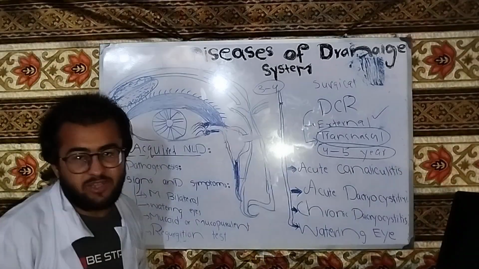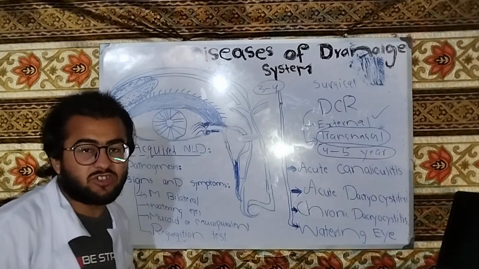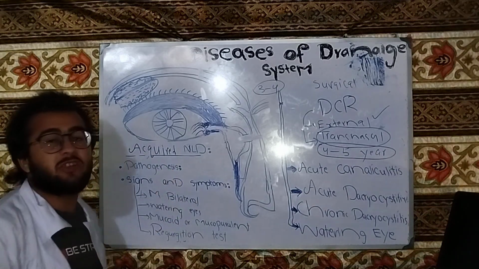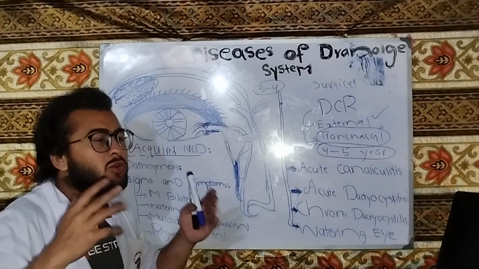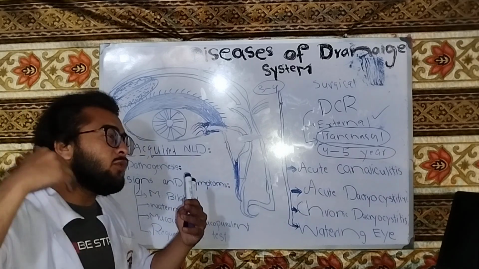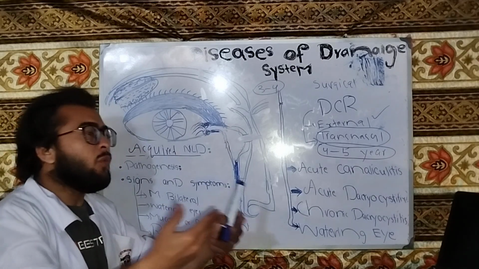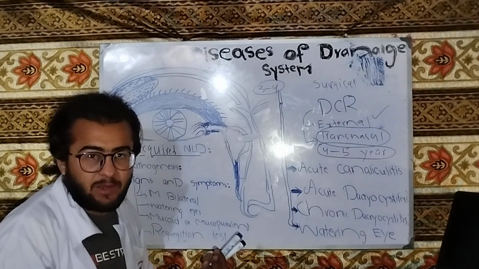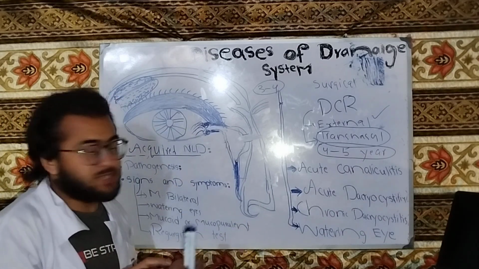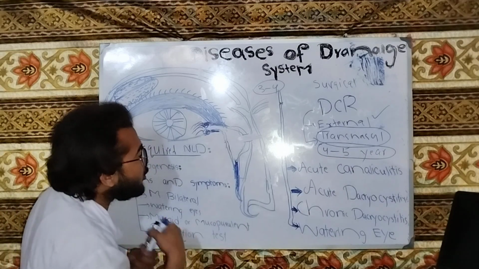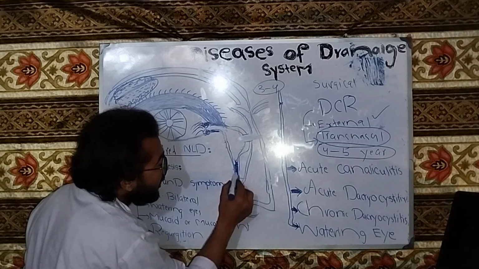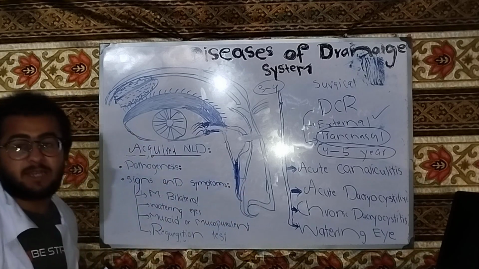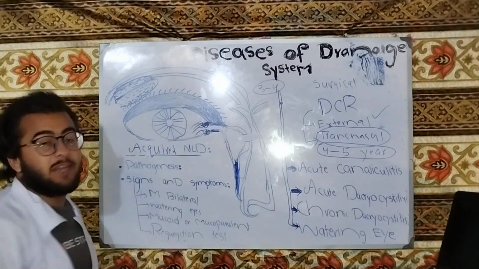Now, acquired NLD. In acquired nasolacrimal duct obstruction, the main pathogenesis is involutional stenosis, which is idiopathic. We don't know the cause. But in involutional stenosis, we know that involutional changes happen in elderly people. There are atrophic and involutional changes. So due to the involutional and atrophic changes, the duct becomes obstructed. Okay, this is called involutional stenosis, and it is the most common cause of the acquired NLD.